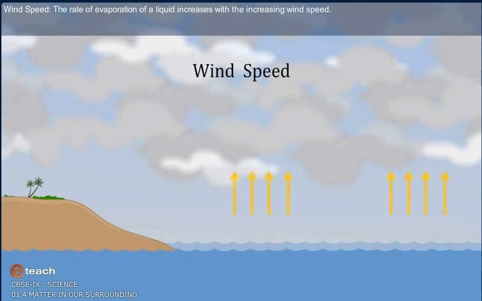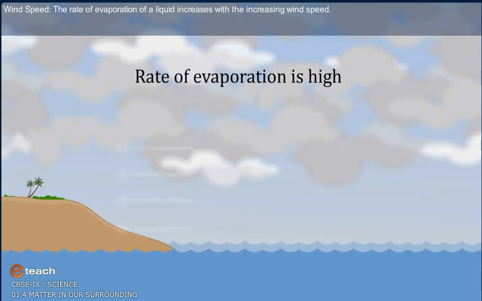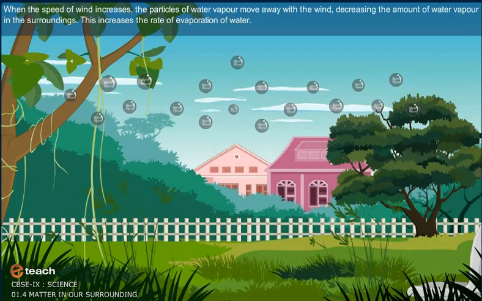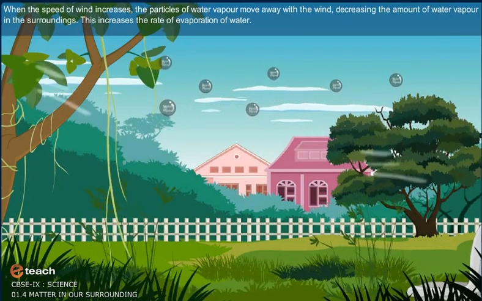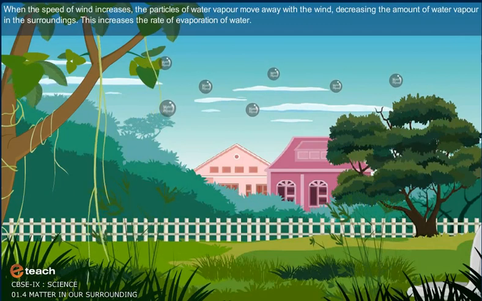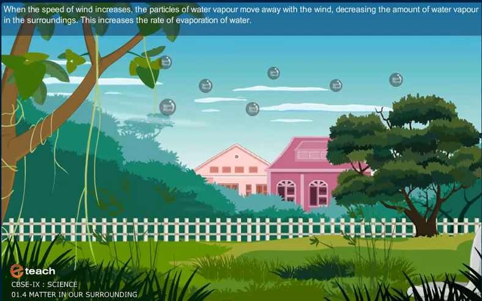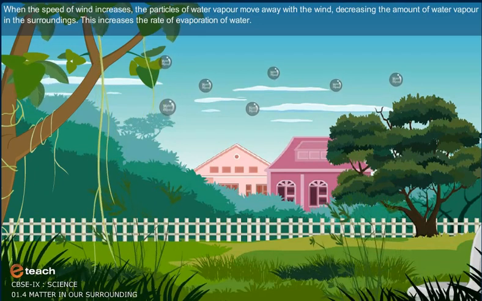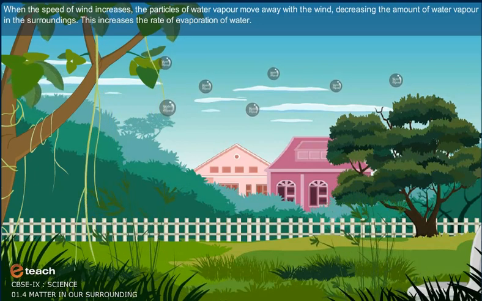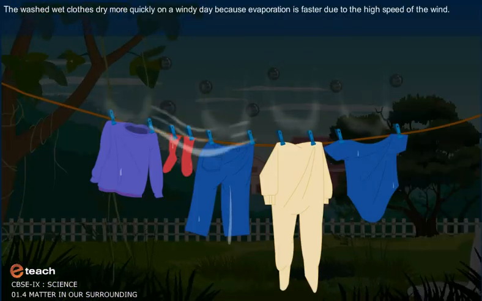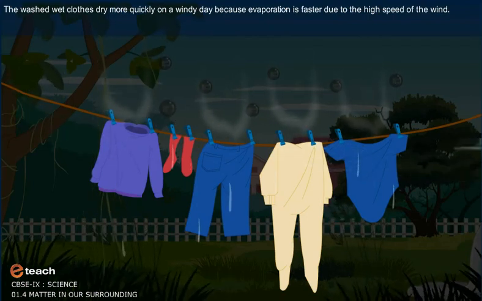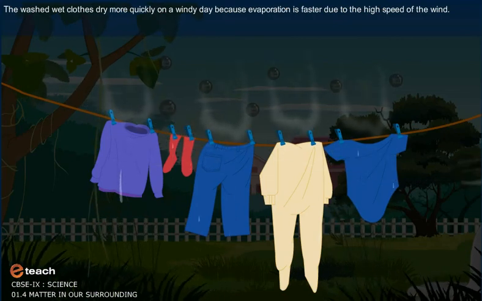Wind speed. The rate of evaporation of a liquid increases with increasing wind speed. When the speed of wind increases, the particles of water vapor move away with the wind, decreasing the amount of water vapor in the surroundings. This increases the rate of evaporation of water. The washed wet clothes dry more quickly on a windy day because evaporation is faster due to the high speed of the wind.